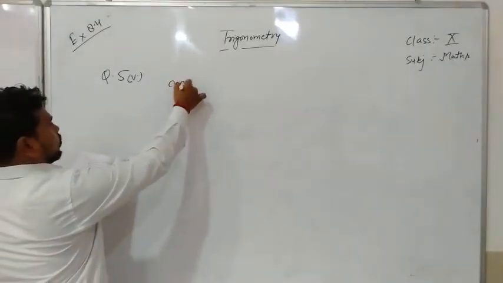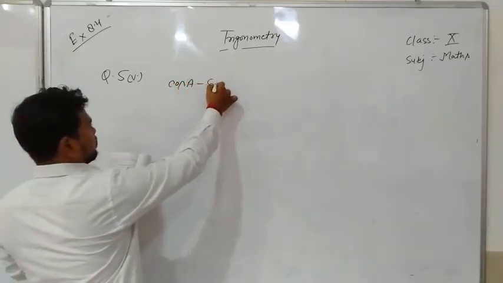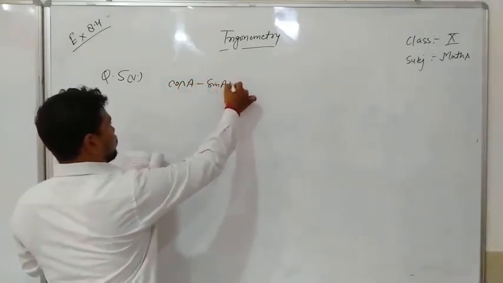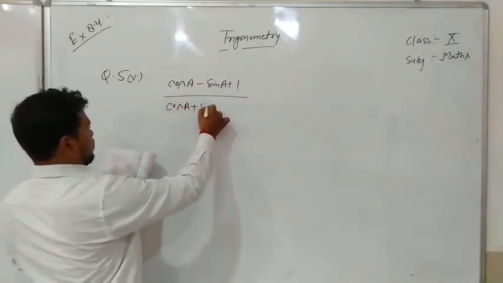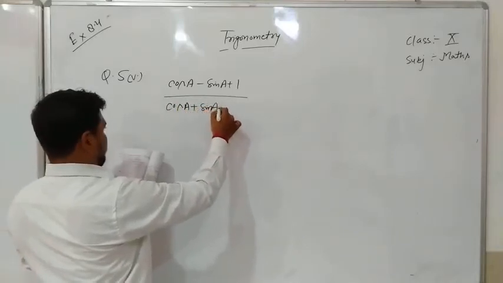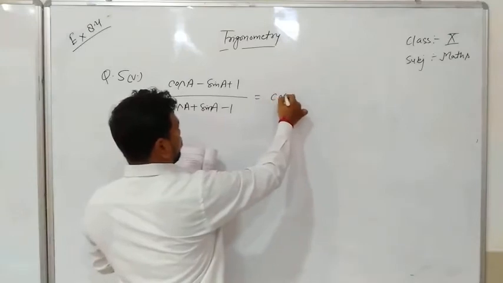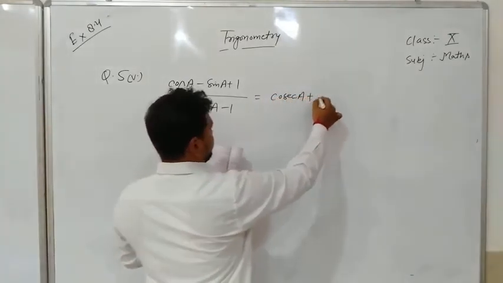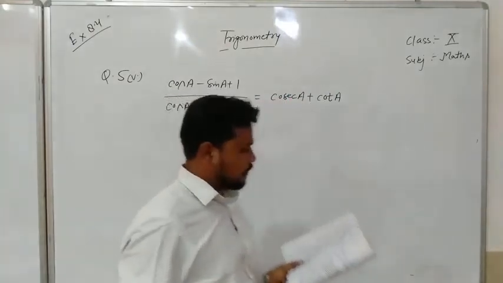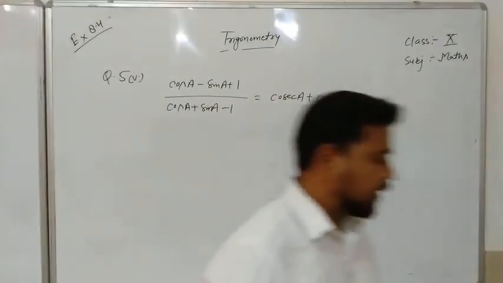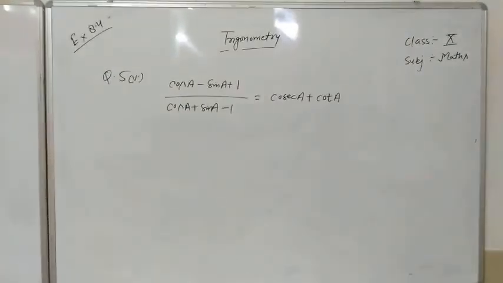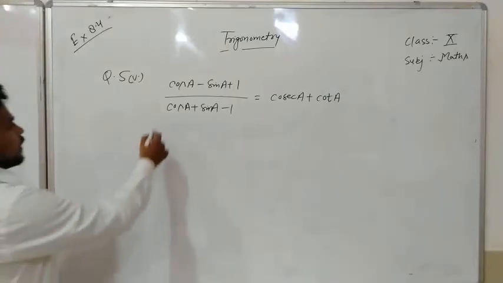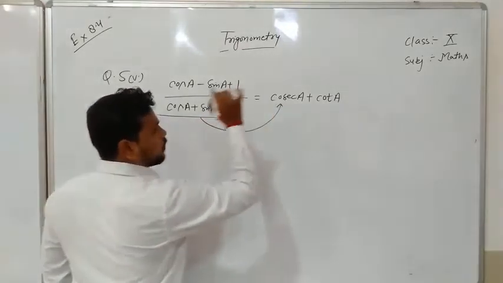So that is written here 1 upon cos A minus sin A plus 1 plus 1 upon cos A plus sin A minus 1 is equal to cosec A plus cot A. Yes. And in the hint it is given to us, use the identity 1 plus cot square A is equal to cosec square A. So first of all, let me take LHS and we will prove RHS.